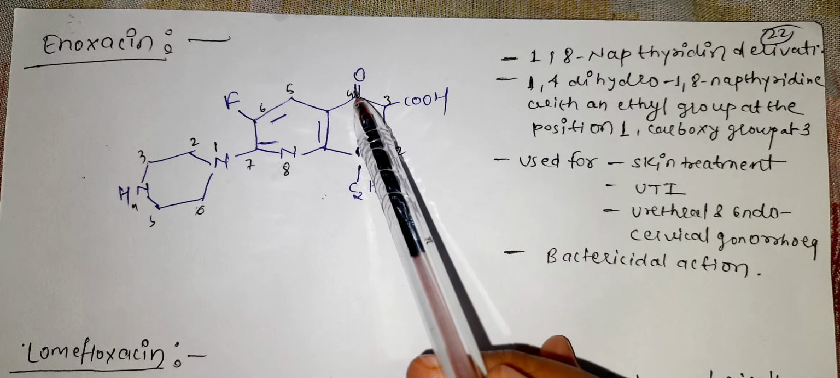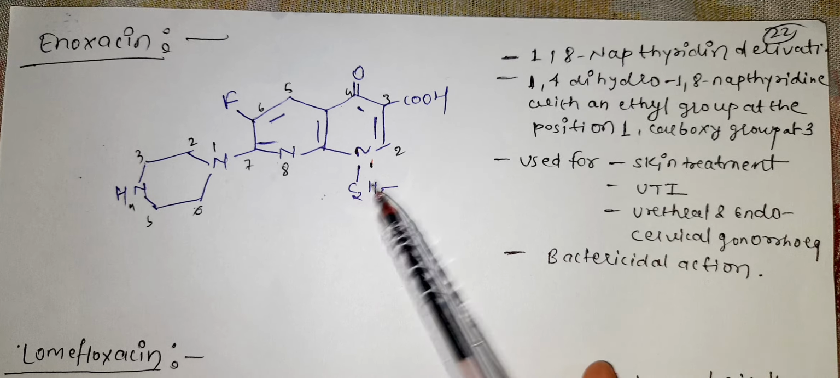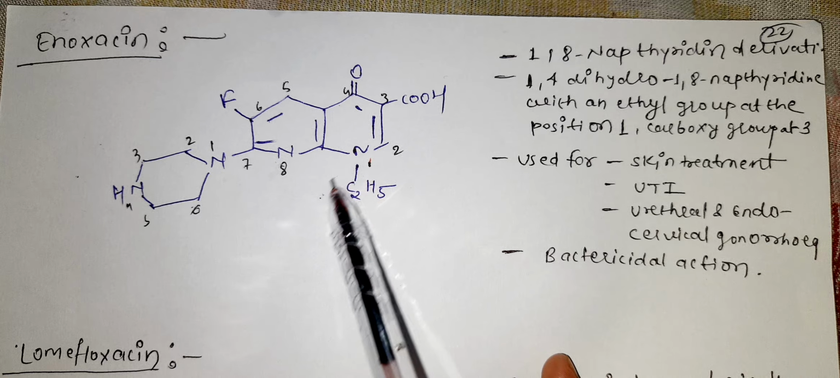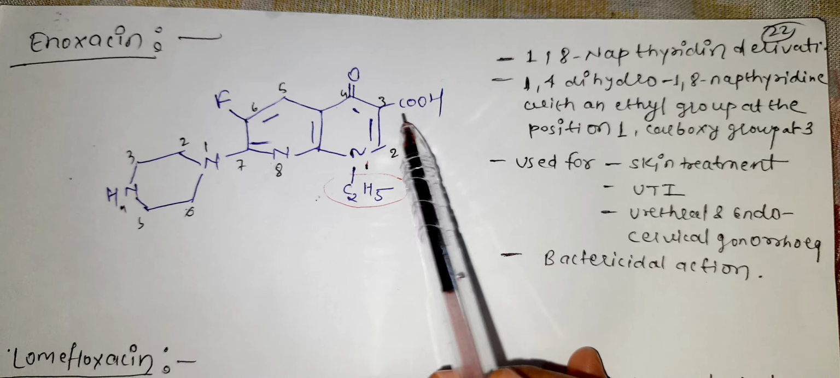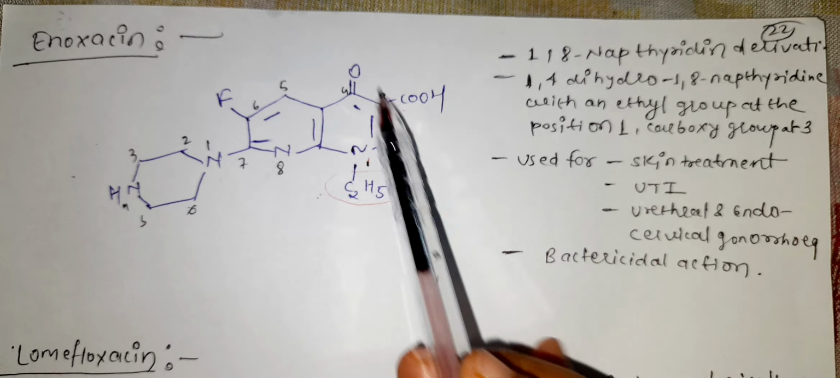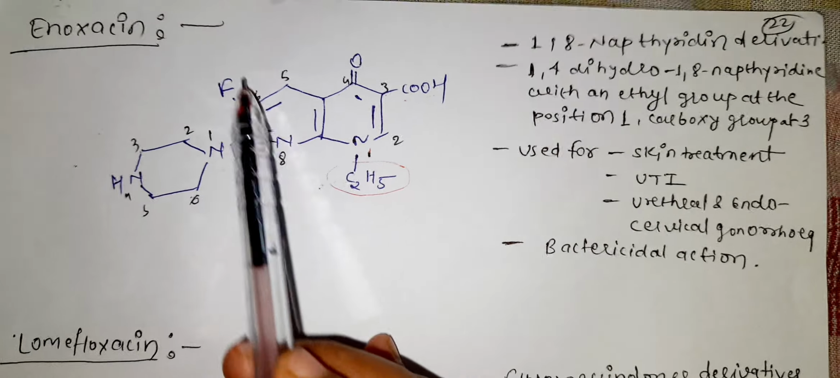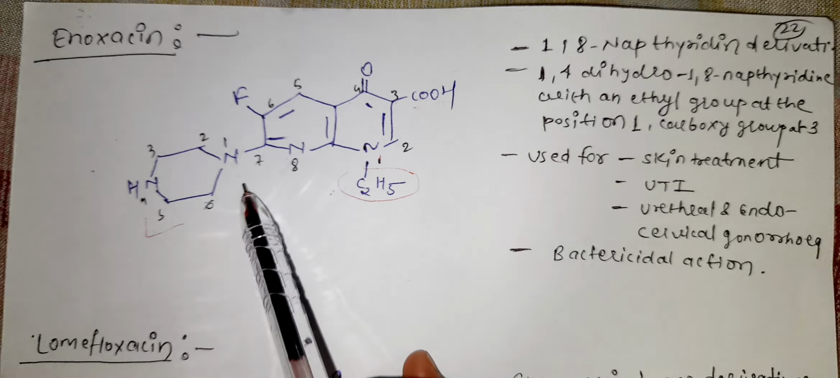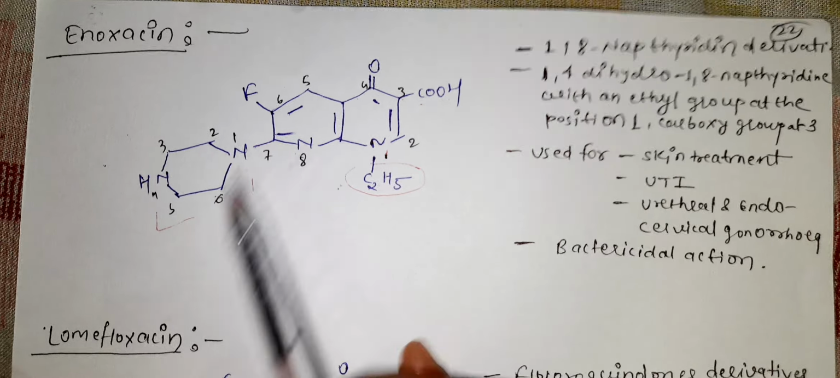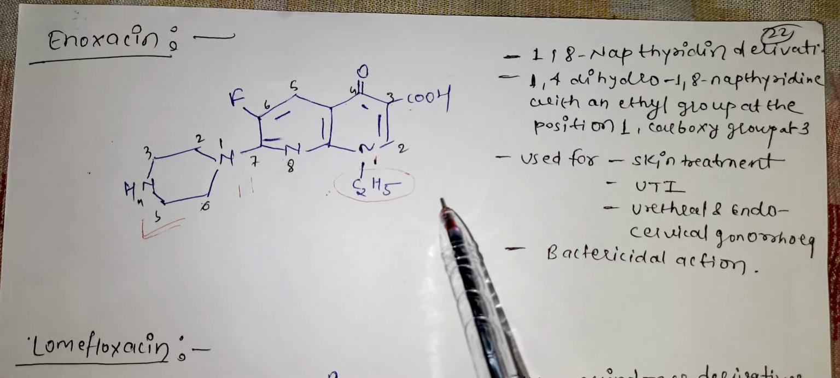The first and fourth positions are dihydro, 1,8 naphthyridine with an ethyl group at position number 1, and the carboxylic group at position number 3, an oxo group at position number 4, and fluorine at position number 6, and this group is similar. Position number 7 has the piperazine group. So this is the structure of enoxacin.